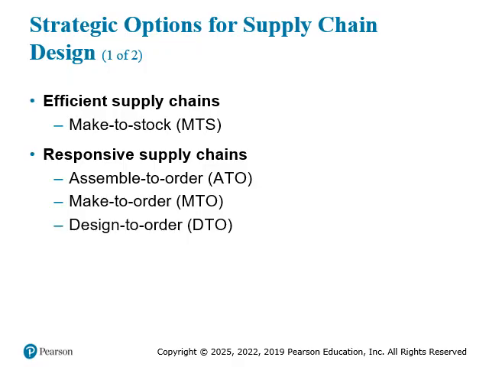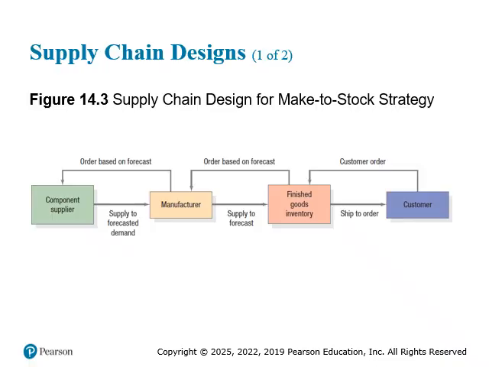So we'll talk about decisions that make for efficient supply chains, and usually that comes from partners who are using make-to-stock operating strategies. And then we'll see some characteristics of responsive supply chains. And usually the partners in those sorts of supply chains are operating in a more flexible type of operation using assemble to order, make to order, or design to order strategies. The way it would look in a picture is what you see here with figure 14.3.